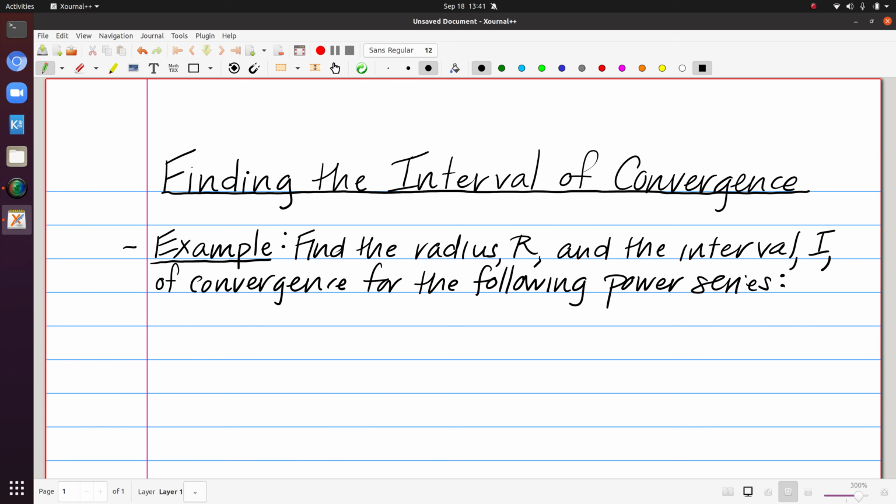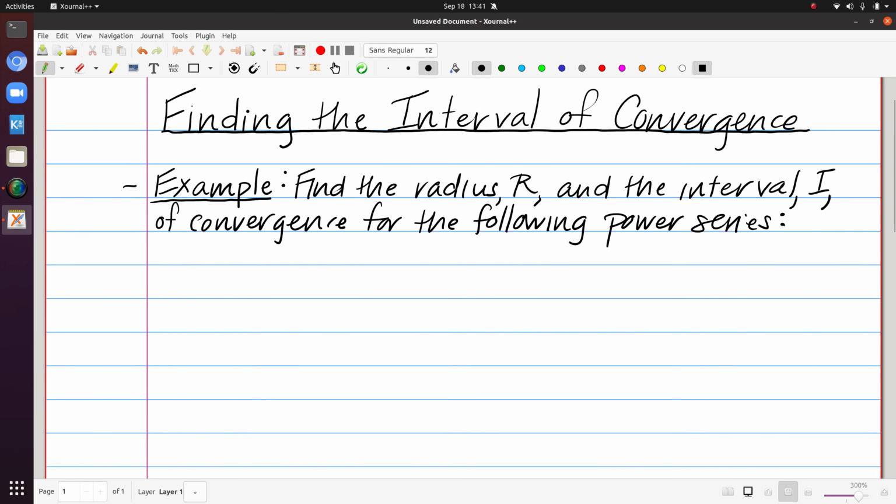Now that we've defined the radius and the interval of convergence for a power series, let's go through some examples so that we can see how to, in fact, find these for each power series. So the first example is the sum from k equals 0 to infinity of x to the k over k factorial.